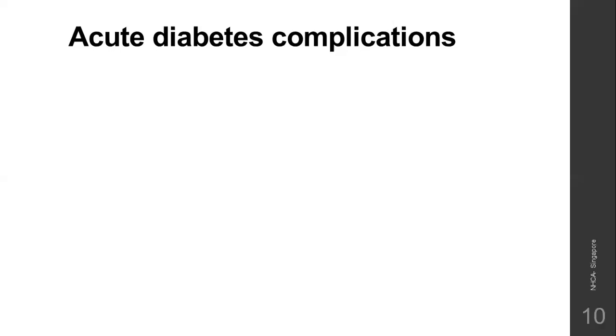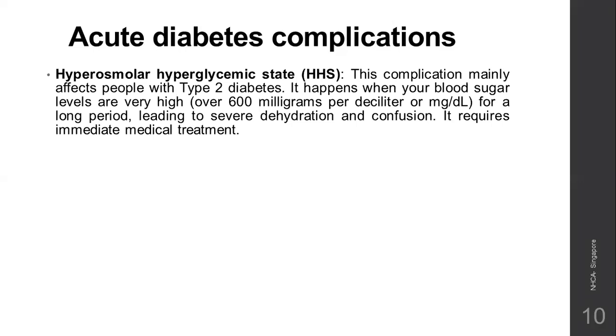Next, you have acute diabetes complications. Hyperosmolar hyperglycemic state. Here, this is the condition of your blood, since the blood sugar levels are very high. If it is over 600 mg per deciliter, that is a high blood sugar level, and you have it for a very long period, that will lead to severe dehydration and confusion, because the body is always trying to bring equilibrium.